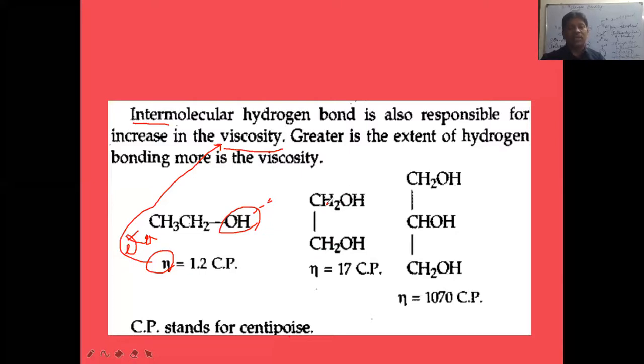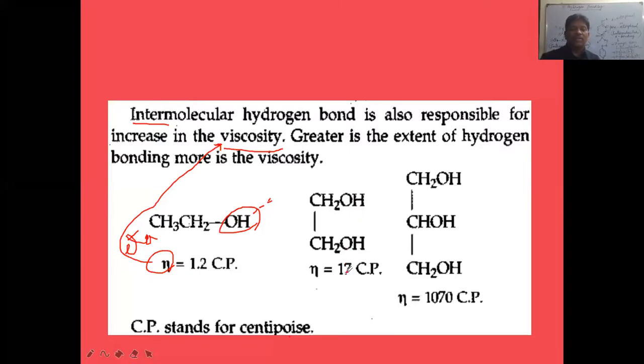C and C, C2, H2 and H2, H4. C2H4 is ethylene. And glycol means two alcohol groups will be there. Two alcohol groups are there, so it is called glycol. Okay, ethylene glycol it is.